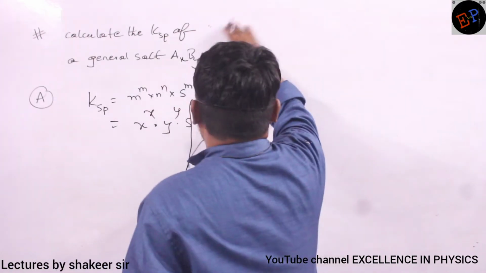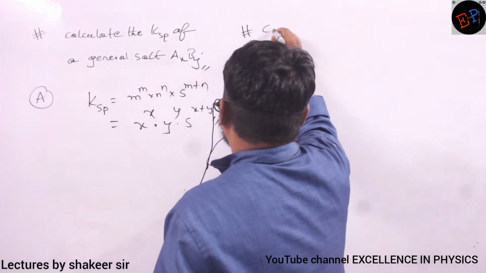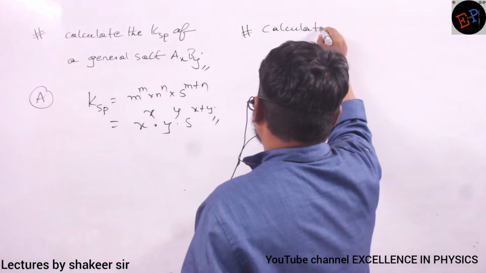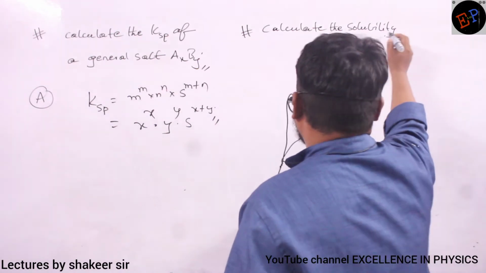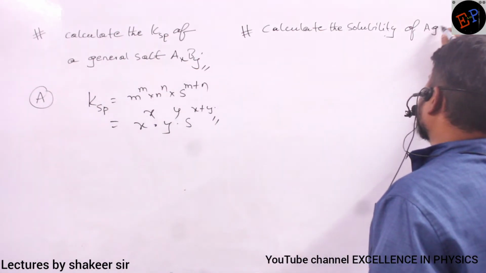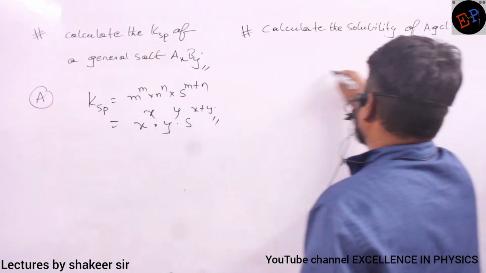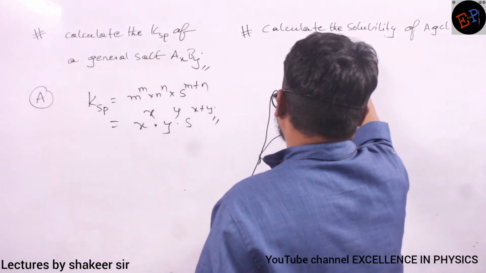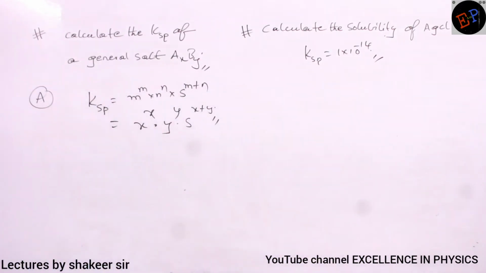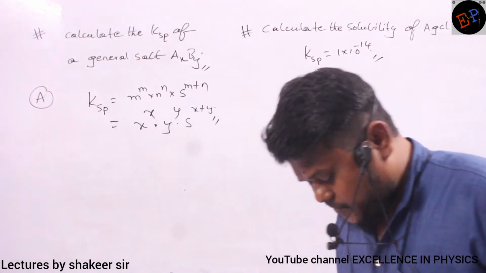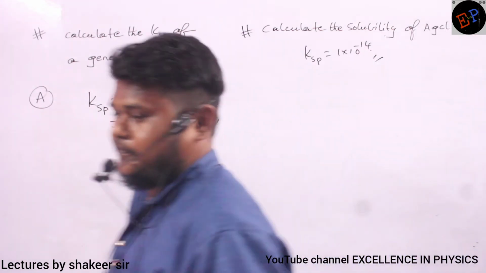So let us write one more question. Calculate the solubility of AgCl salt. Ksp is given as 1 into 10 to the power minus 14. Do the calculation. Calculate the solubility of AgCl salt. Ksp value is given, and now I want to calculate the solubility.